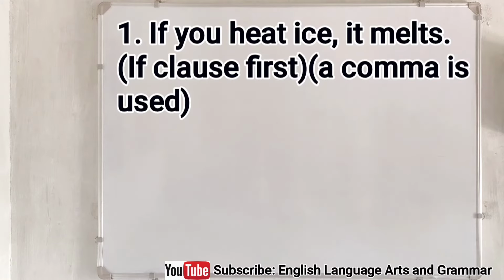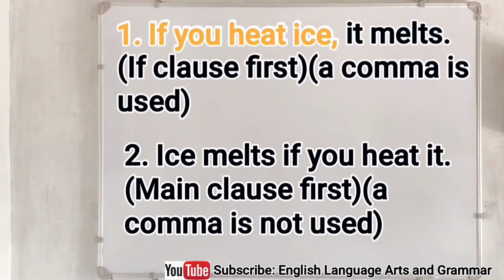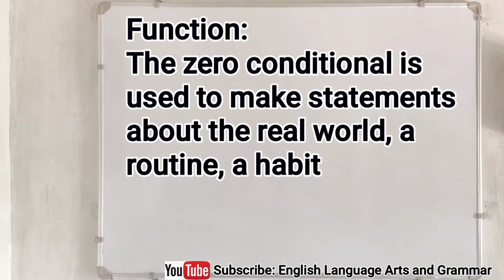If you heat ice, it melts. Ice melts if you heat it. In the first example, if clause has started at the beginning of the sentence, so I added a comma after it. In the second example, main clause has started in the beginning, so I don't need to add a comma after it. Let us learn the function of the zero conditional.